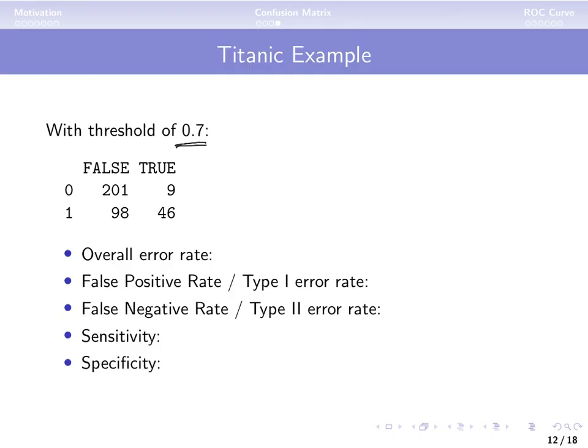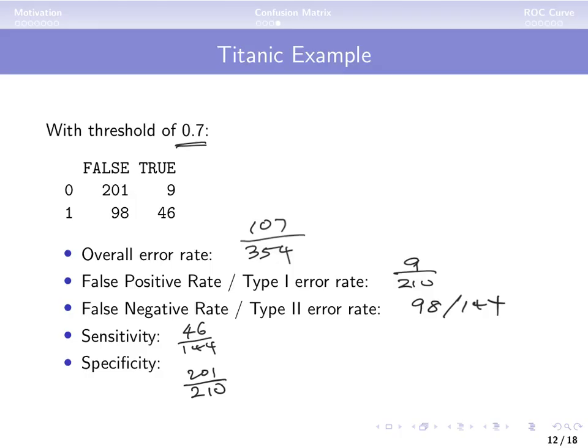Okay, so hopefully you paused the video and worked through some of these. These were the answers that I got. I'm not going to go over these individually, but if you worked out the fractions, again, I didn't simplify the fractions. False positive rate, 9 out of 210. False negative rate, 98 out of 144. And then sensitivity would be 46 out of 144, and specificity would be 201 over 210.